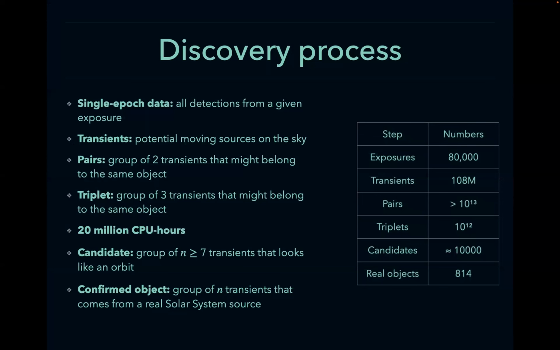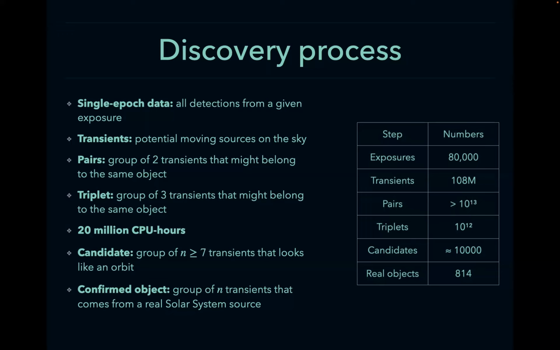So let me give you an overview of our discovery process. Because we want to find these moving objects, we have to use the single epoch data, so not coadds like most people think of the DES data, which basically corresponds to every detection from a given exposure. We have 80,000 images with DES, so we have to find everything that is moving there. So these are these transients. From these transients, we go into pairs and then triplets. A triplet is the minimum number of detections that you can have once you can fit an orbit.